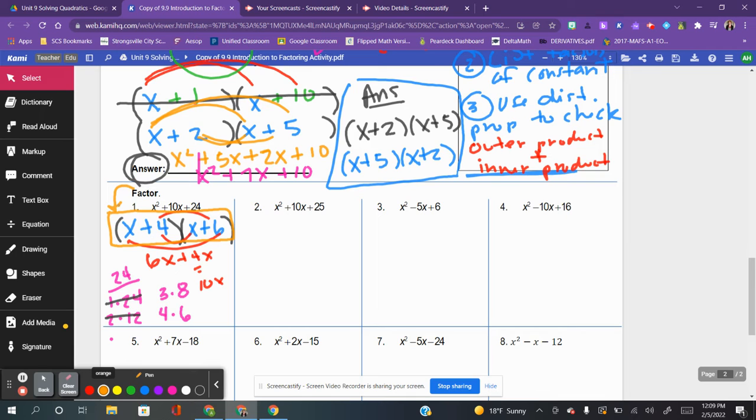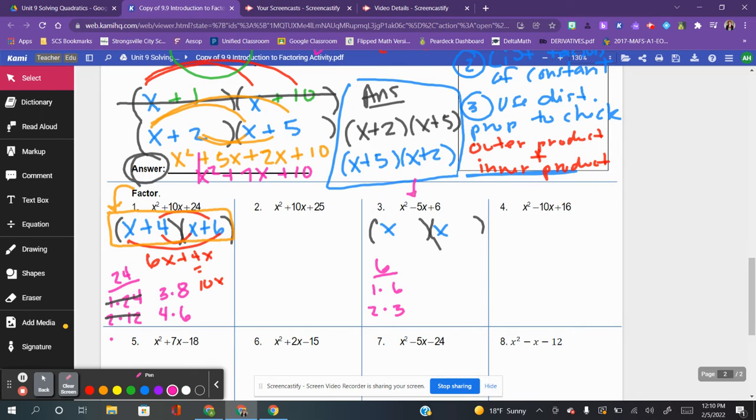All right, I'm going to try problem number 3. And so again, in problem number 3, I'm going to go ahead and split this into my two groups. All right, I've got x squared split into x and x. And I need factors of 6. All right, so 6 would be 1 and 6, and 2 and 3.